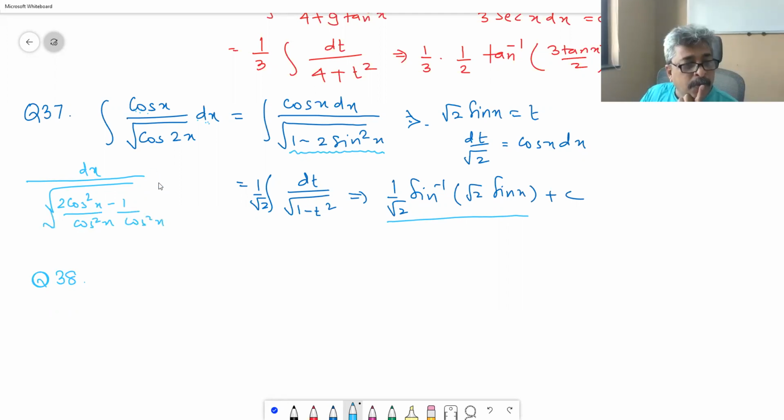Which is equal to dx upon 2 minus sec square x.